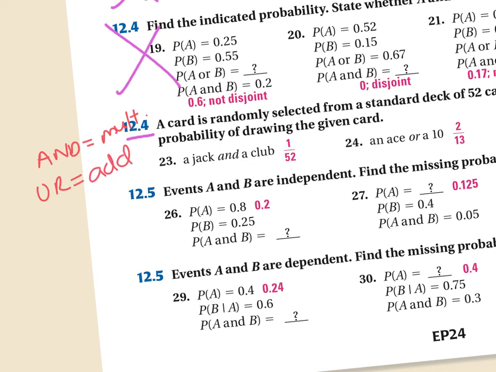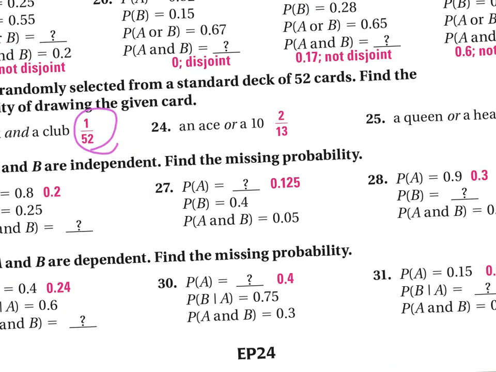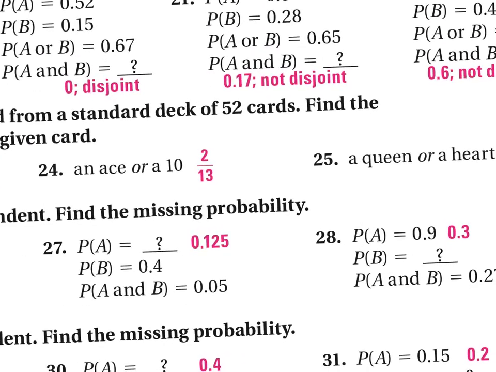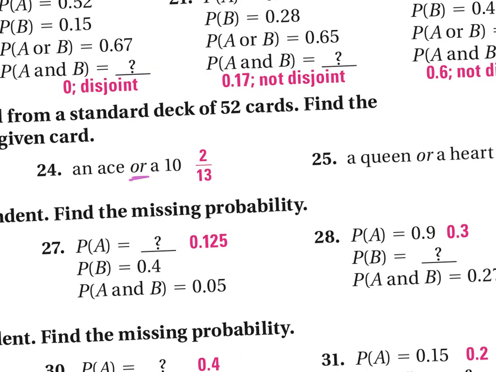So 23 is even easier just to look at. A jack and a club. There's only one card in the deck that is both a jack and a club. So 1 out of 52 would be your probability. 24 is an ace or a 10. So this is the probability of, again, or would be an add. An ace, there are 4 aces out of the 52 cards. A 10, there are 4 tens out of the 52 cards. So you'd get 8 out of 52, which reduces down to 2 out of 13.